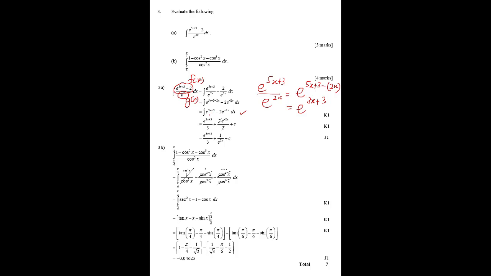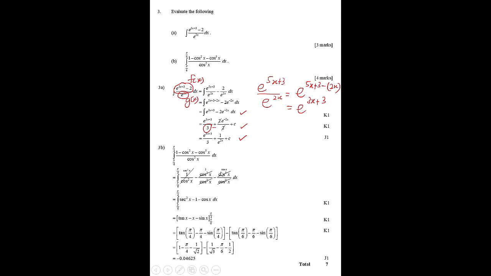You can integrate e to the power of 3x plus 3, and you will get e to the power of 3x plus 3 over 3. You need to remember to divide by the coefficient of x. And here you also need to divide by the coefficient of x, which is negative 2. So negative becomes positive. Then don't forget to add plus c. Then you will get 3 marks for this question.